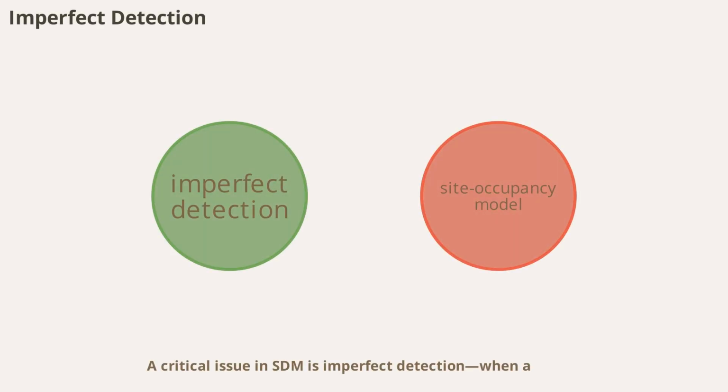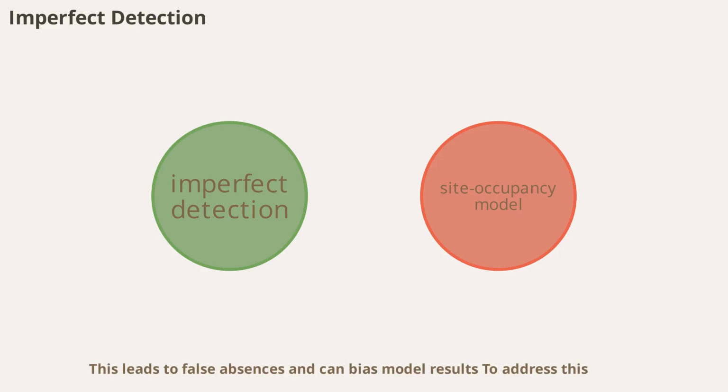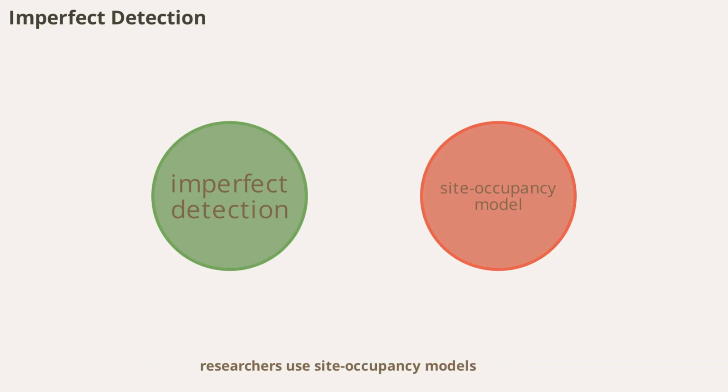A critical issue in SDM is imperfect detection, when a species is present but not observed during a survey. This leads to false absences and can bias model results. To address this, researchers use site occupancy models, which separate the ecological process, true occupancy, from the observation process, detection probability. These models require repeat visits to sites and specialized statistical methods. Accounting for imperfect detection improves the accuracy and reliability of SDMs.